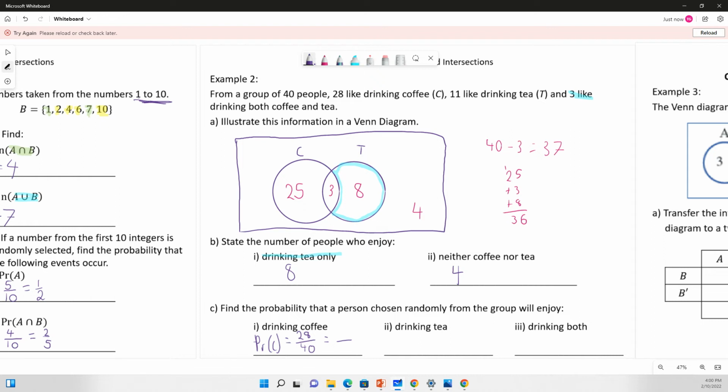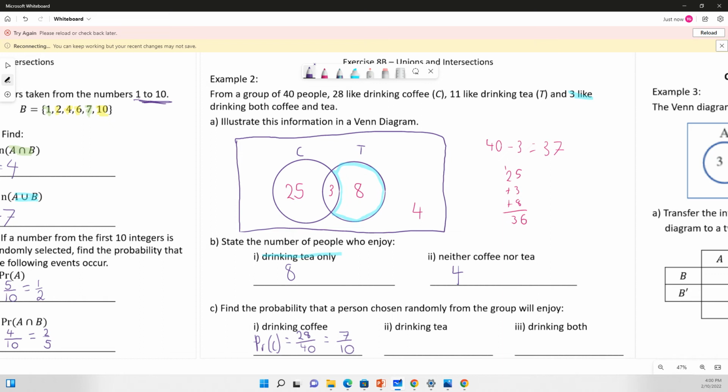I am going to divide by 2, I think, here. Oh no, maybe 4. Yes, let's divide by 4. You could divide by 2 if you want, but let's divide by 4. So divided by 4 is 10. And divided by 4 is 7. So 7/10 is our probability of someone likes drinking coffee.